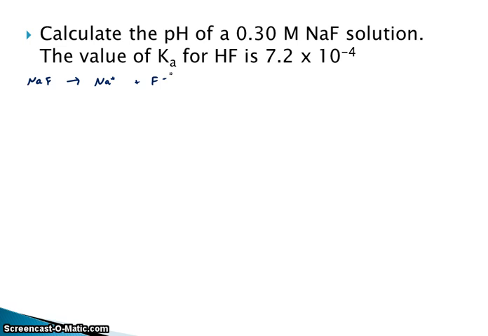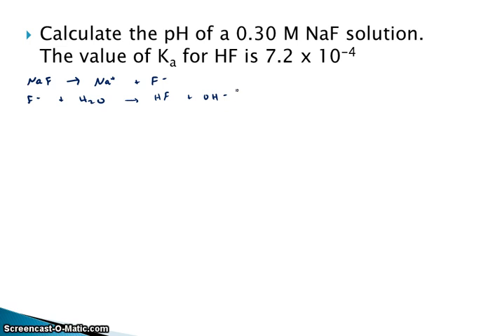Now, sodium is the cation of a strong base, so it has no affinity for hydroxide ions. But fluoride is the conjugate base of a weak acid, so it is going to have an affinity for hydrogen ions. Our fluoride ions in the solution will react with water to produce hydrofluoric acid and hydroxide ions. Now, we're looking at a weak base solution, and they gave us the Ka for hydrofluoric acid. We're going to need the Kb value in order to do our problem.